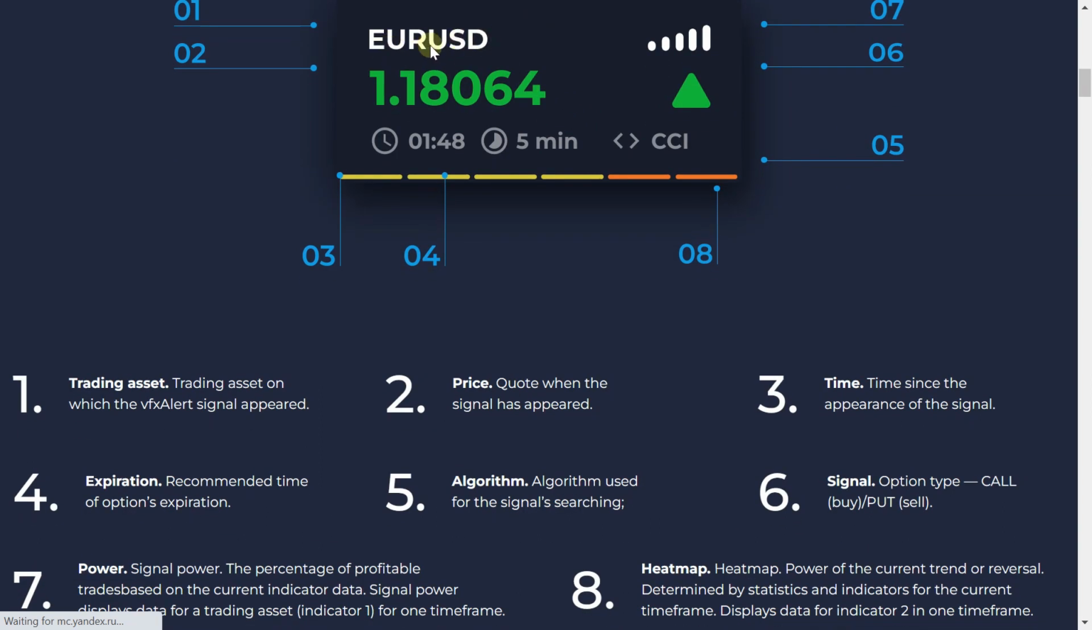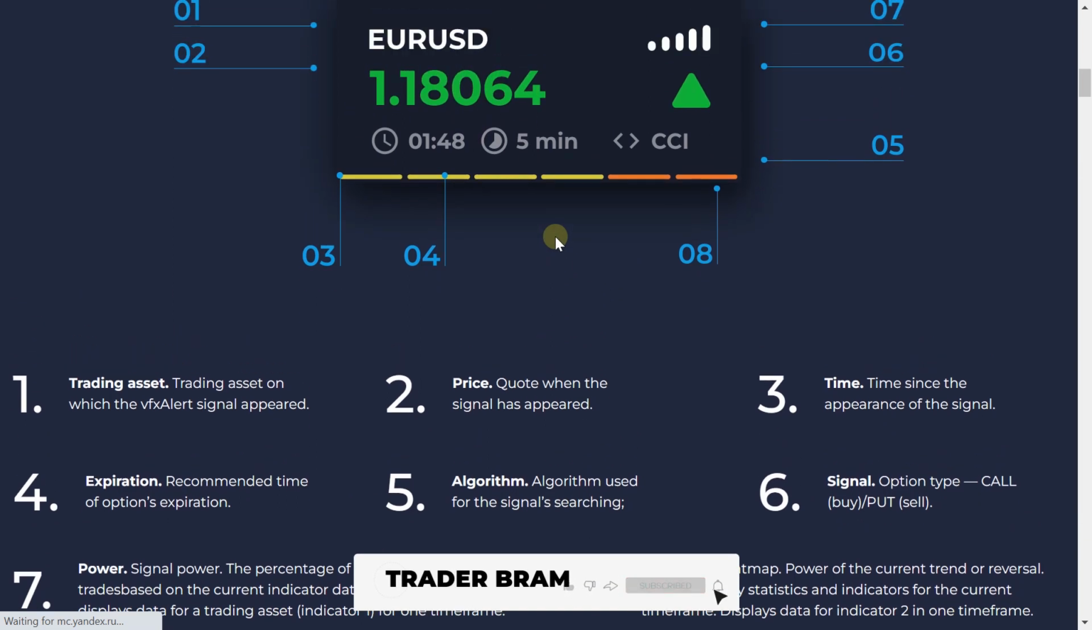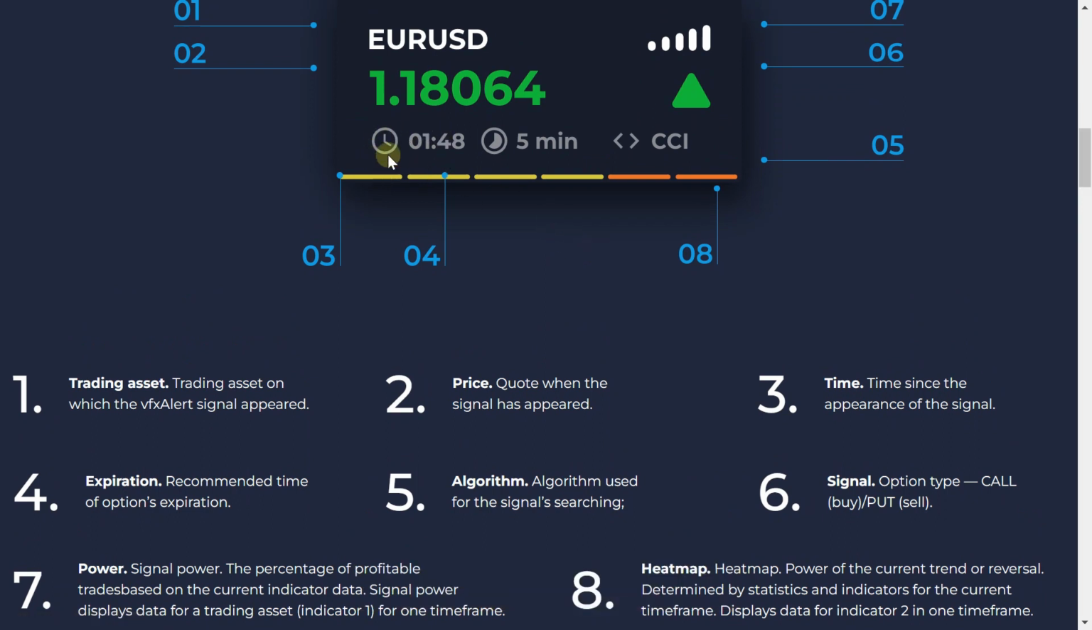So this area represents the trading asset, as you can see. Number 1 is the trading asset. Number 2 represents the quote of the price when the signal appeared. So this is the quote of the price. Number 3, it represents the time since the appearance of the signal. So on this area, you get the time since the first appearance of the signal. Number 4, it shows you the recommended time for expiration. So it can be 5 minutes, 10 minutes, 15 minutes, depending on how you're trading.